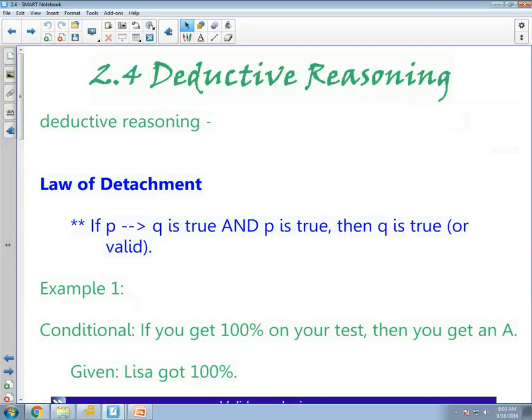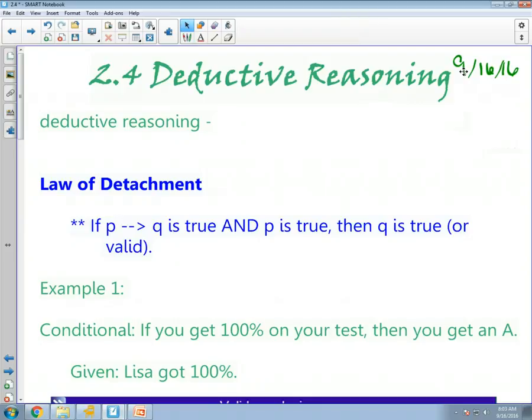All right, today we get to be lawyers in a way because we're going to talk about two laws. We're going to discuss two laws in geometry. And if you know anything about lawyers, the details are going to be important for us today. We have to make sure we're following the letter of the law as we go through these. So this is 2.4, deductive reasoning.